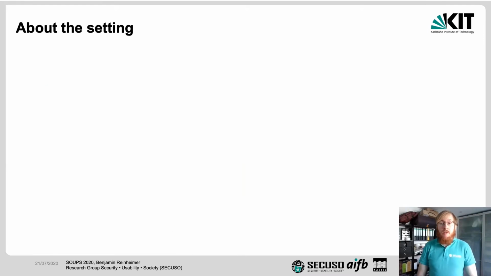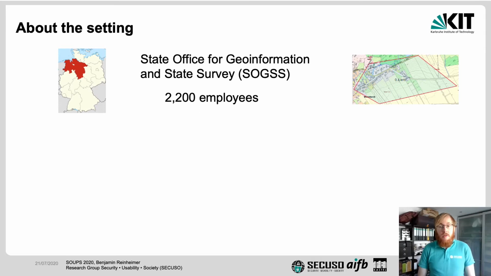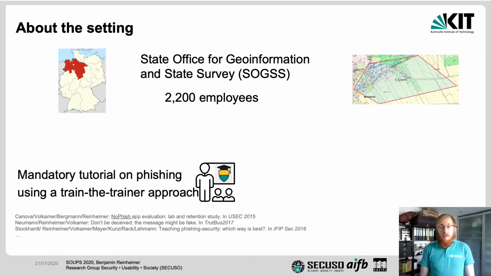Before going into the detail about our study, I want to say a few words about the setting of the study and the 4 reminder measures we used. We cooperated with a State Office for Geoinformation and State Survey. The organization has around 2,200 employees, and all of these employees had to do a mandatory training in a tutorial. So every employee was trained in detecting phishing.